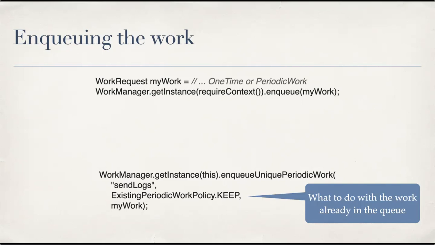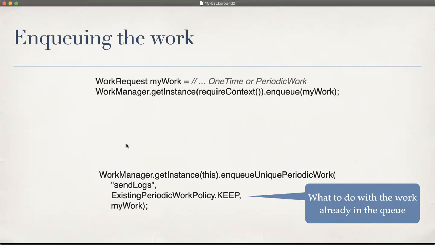The fourth option is append or replace, which is like append, but it does not make the next instance of my work dependent on the previous one. So if the previous one failed or got cancelled for whatever reasons, this one will still be executed. So these are the four possibilities for the second parameter here. And the third parameter is, of course, the instance that you want to put on the queue.